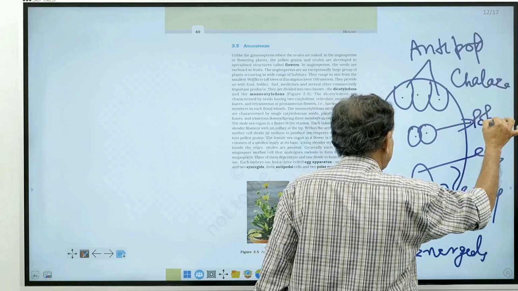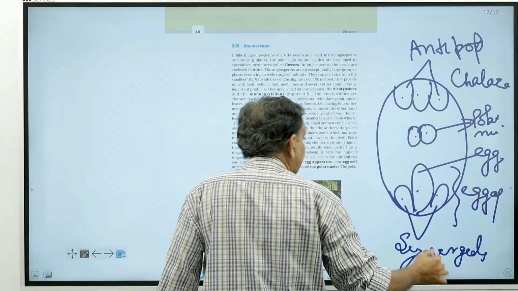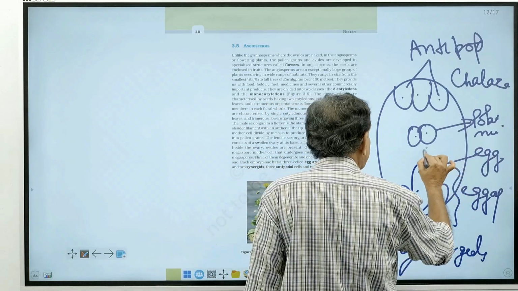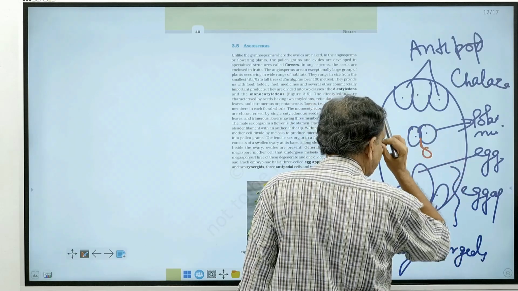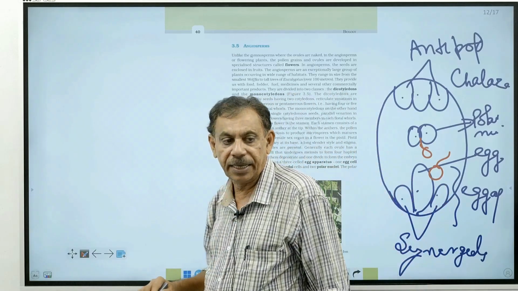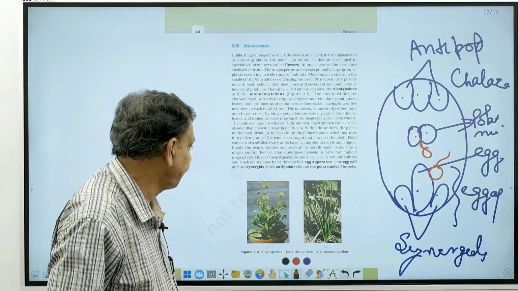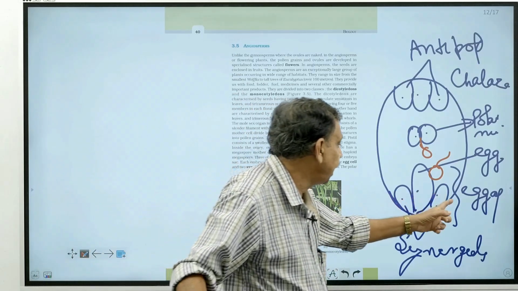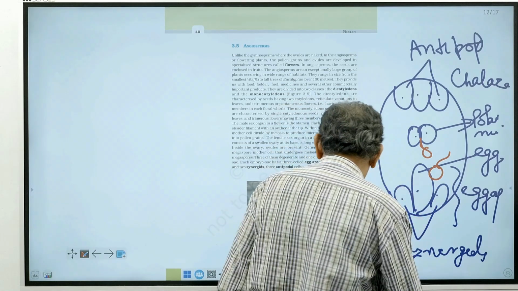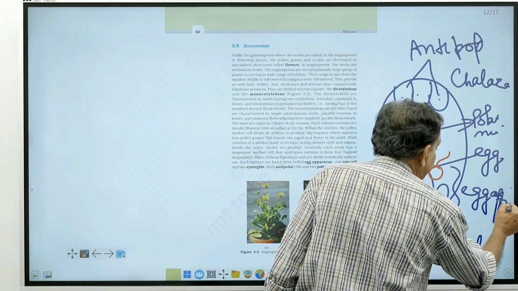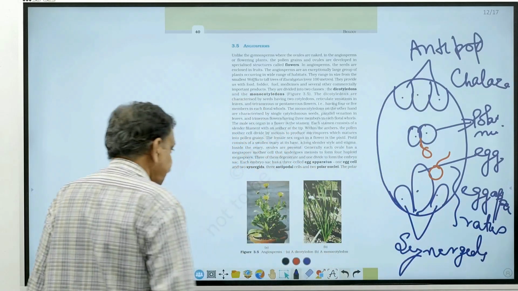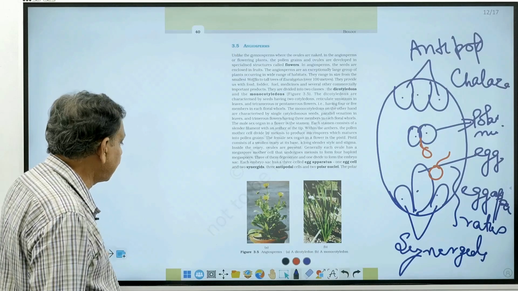Now two male gametes enter. One male gamete fuses with the polar nuclei, and another male gamete fuses with the egg, resulting in the zygote and the primary endosperm nucleus. The two synergids and the egg together are called the egg apparatus. Okay. Now coming to the cycle.